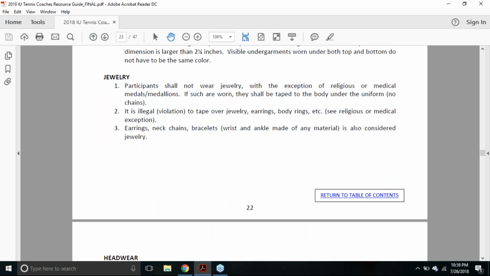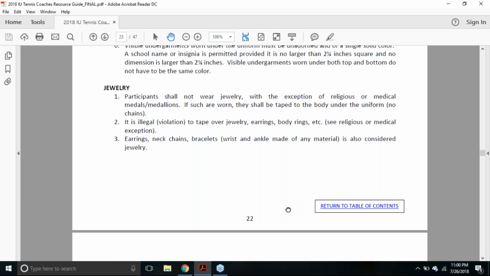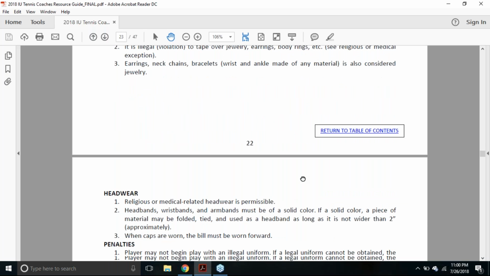Jewelry: there's no jewelry allowed with the exception of religious or medical medals or medallions. If such are worn, they shall be taped to the body under the uniform. No chains. Excuse me, I'm sorry, I misspoke. It is illegal to tape over jewelry, earrings, body rings, etc. See the religious or medical exception. Earrings, neck chains, bracelets, wrist and ankle made of any material is also considered jewelry. So basically, no jewelry unless it's religious or medical.